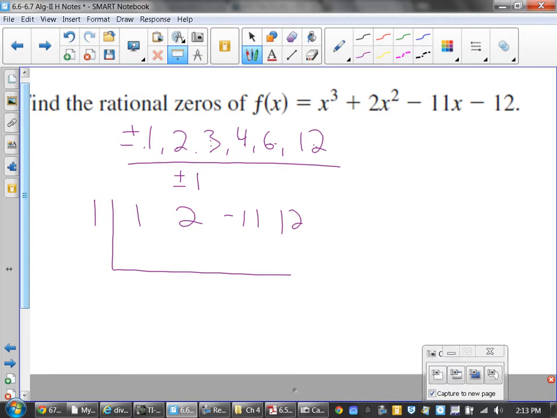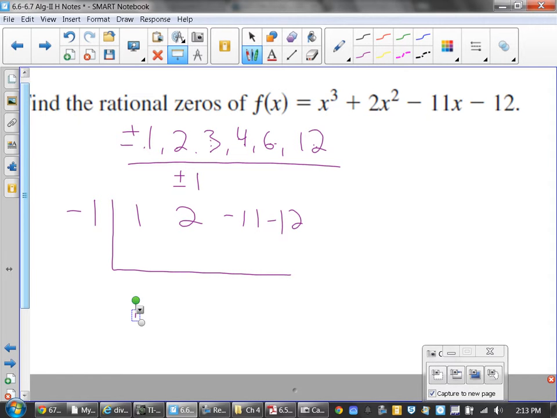So what we're doing here is we're going to use our list of possible zeros to find one. And remember, synthetic division is very easy. 1, 1, 3, 3, negative 9, and it doesn't work. If it doesn't work, what do I do? Just change it, to negative 1.